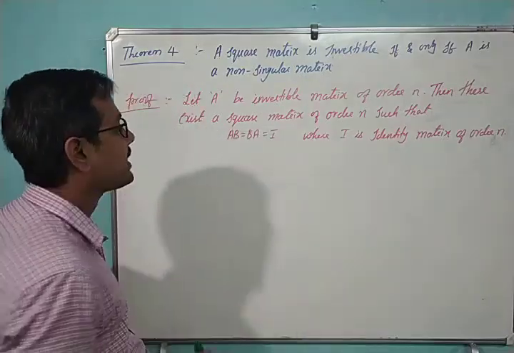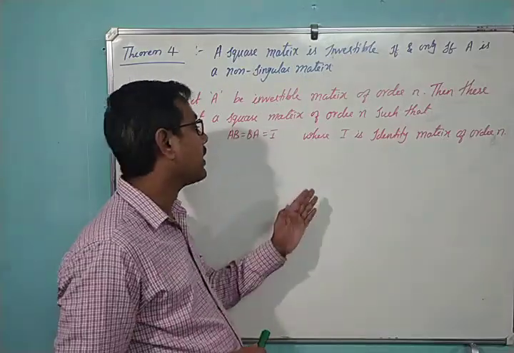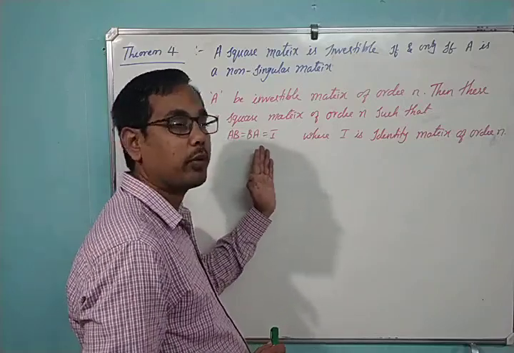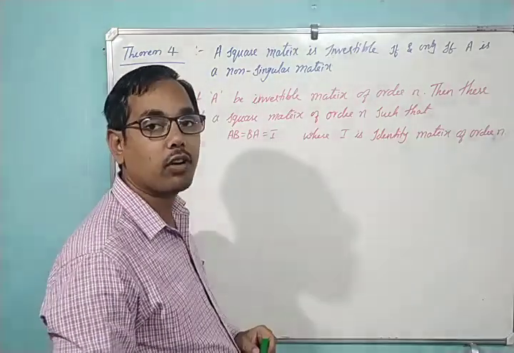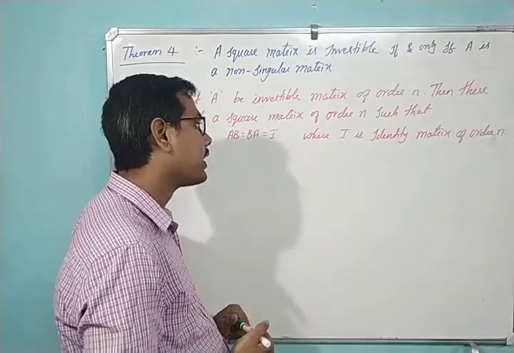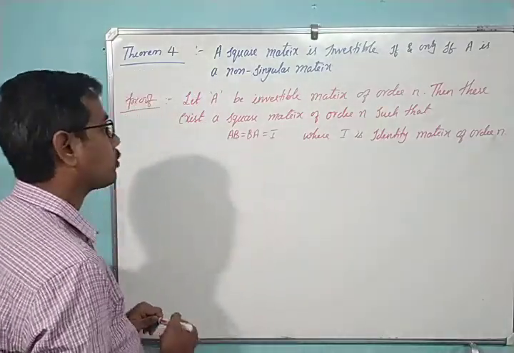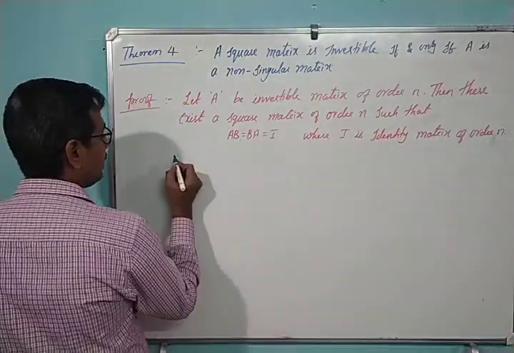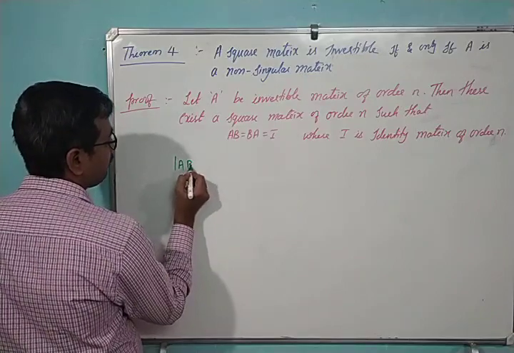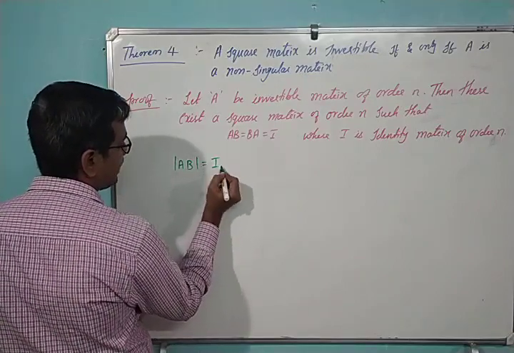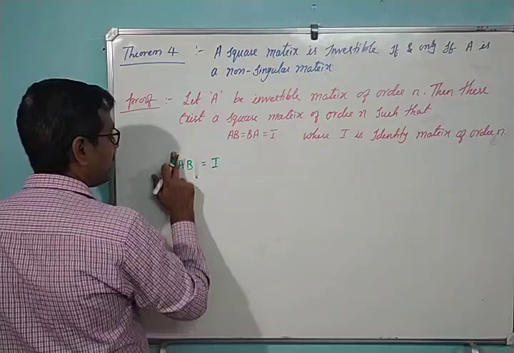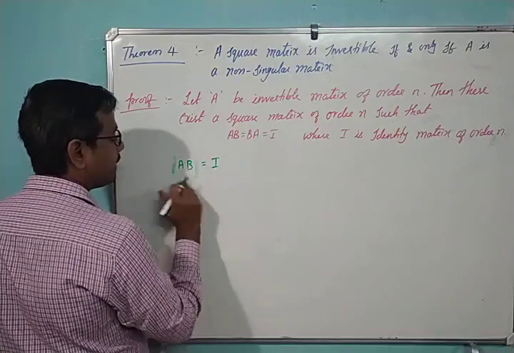There exists a matrix B of order n such that A into B is equal to B into A is equal to I, where I is called the identity matrix of order n. Okay, so let's take this one. Determinant of A into B is equal to what? Sorry, not determinant. A into B is equal to I, right?